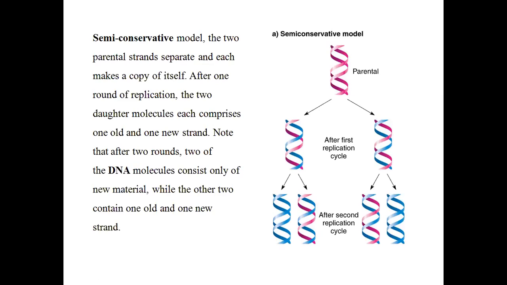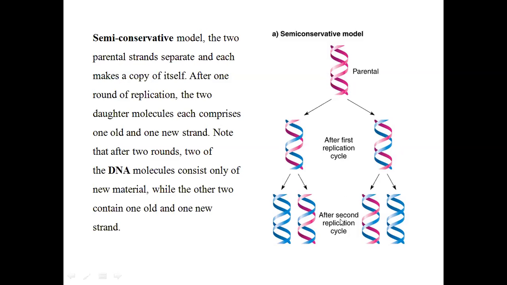So in the semi-conservative method, you can see the two parental DNA strands, and each makes a copy of itself. See here, two parental DNA strands, and each makes a new one. Here is the red one and there is the new one in blue color, here is the red one and here is the new one in blue color. Each parental strand makes its own new copy, and this is after the first replication cycle.